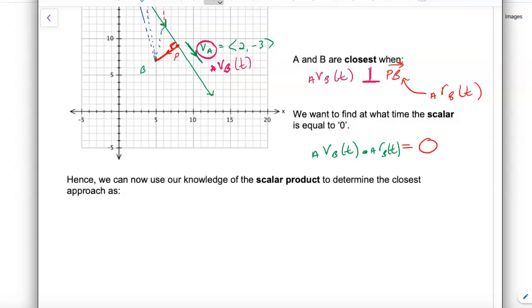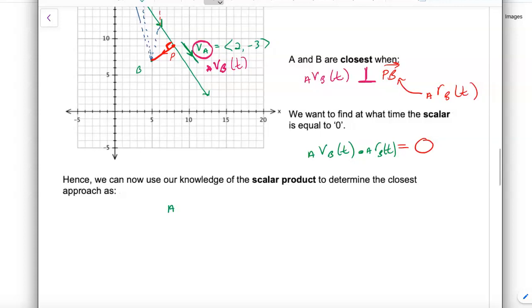So we can write that in a little bit of a nicer way. When we consider how A is changing its position relative to B, scalar product with the velocity of A relative to B, we want that always to equal 0. And this will tell us the closest value between those two vectors. So let's go back to our example and see if this actually works.